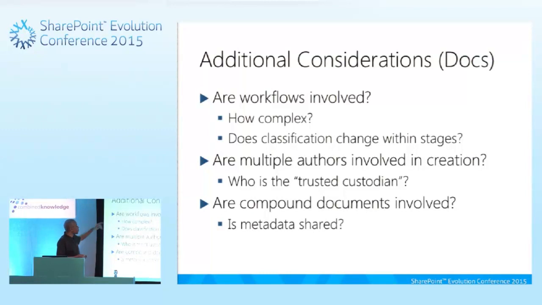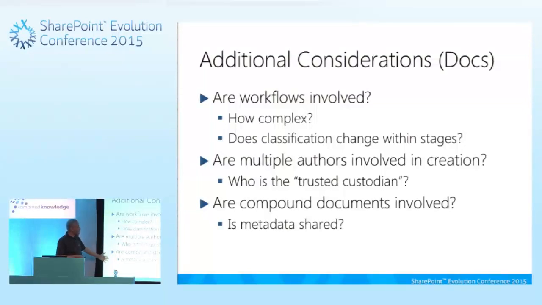For documents: workflow, business process, and custom features that your documents may be dependent on. Does classification change within stages? This is the notion of, once I declare it as a record, is it always a record? Is there some stage in its life where it maybe isn't a record anymore? Or is there a stage in its life where it has to become more of a record, meaning it's more constrained? Those are issues that have to be dealt with.